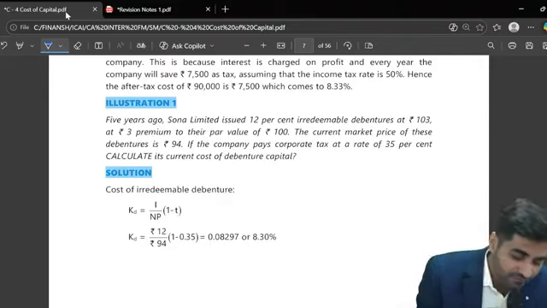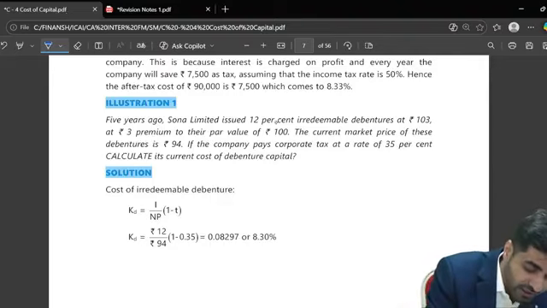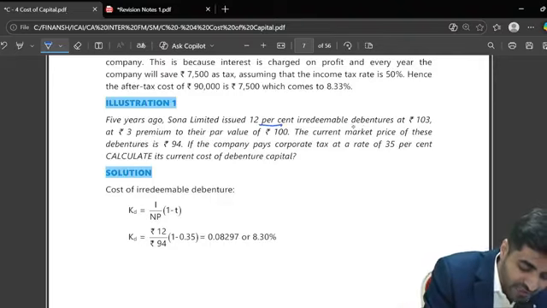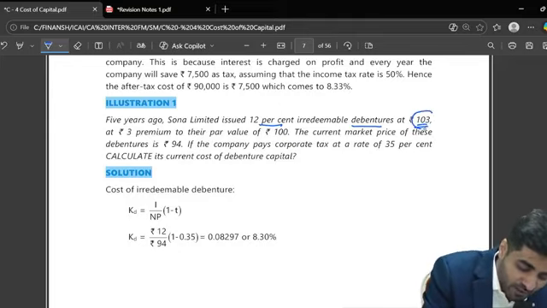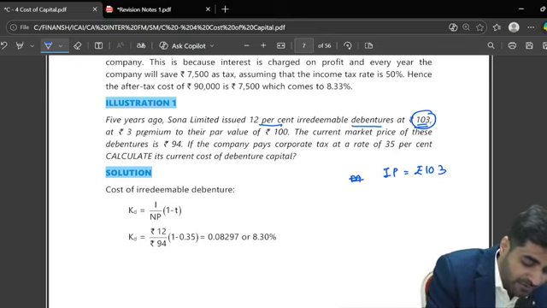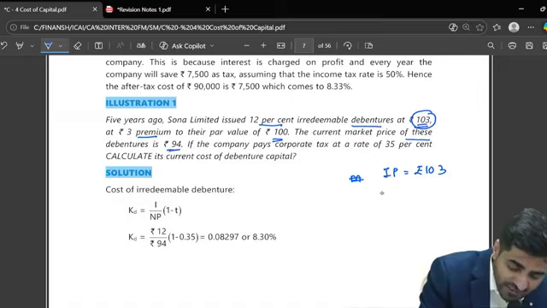So now let us start with your very first question. Okay. 5 years ago, Sona issued 12% debentures which are irredeemable at rupees 103. So guys, can I put it like this, that we had issued that 5 years ago, what was your issue price? 103. At a premium of 3 to the par value of 100. The current market price of these debentures is rupees 94. So can I say we have the current market price? What is the market price right now?